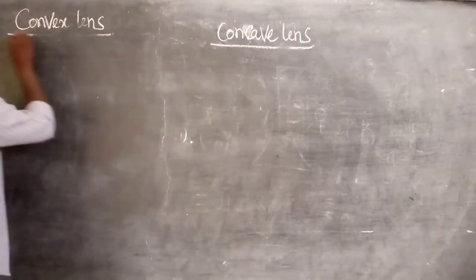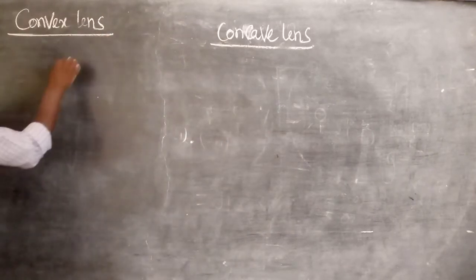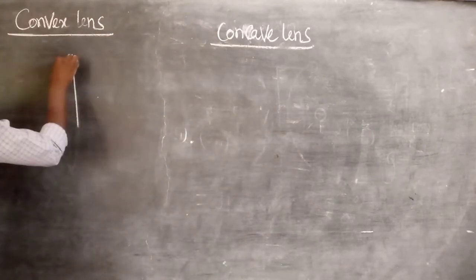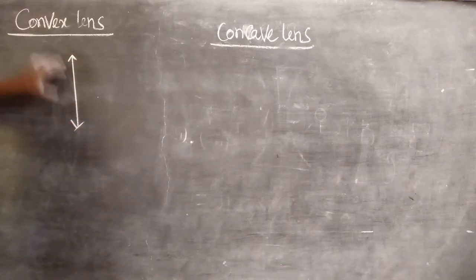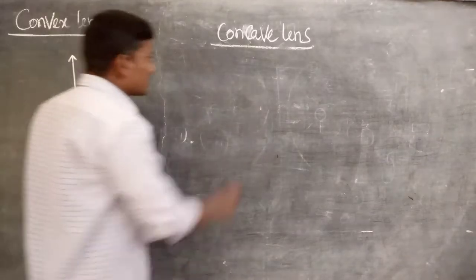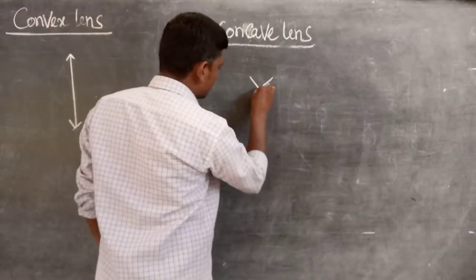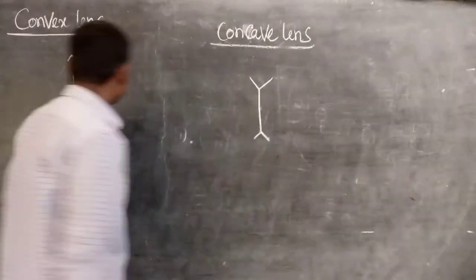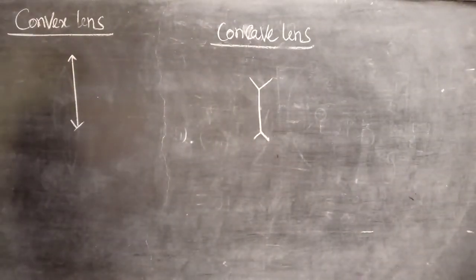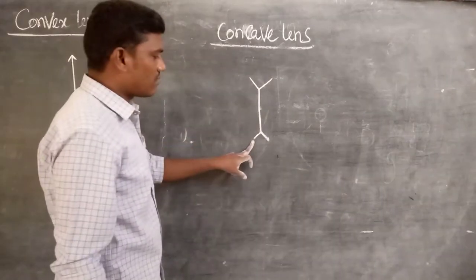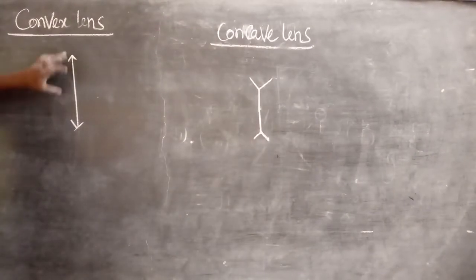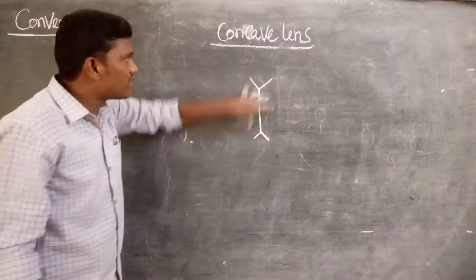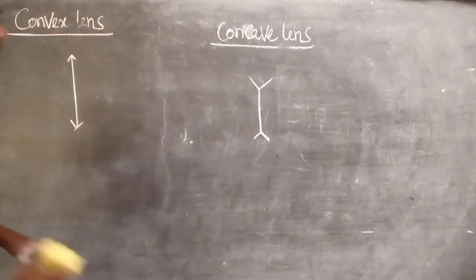So generally, convex lenses are represented by a symbol, the arrow mark like this one in the upper portion. This is the symbol for the convex lens, and the concave lens is like this one. So this type of symbol represents the convex lens, and this type of symbol represents the concave lens.